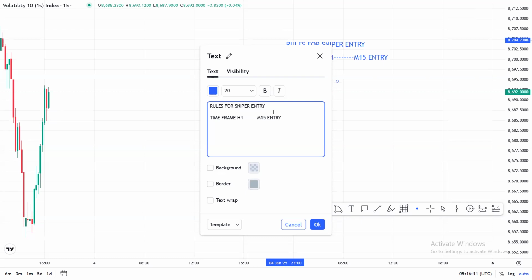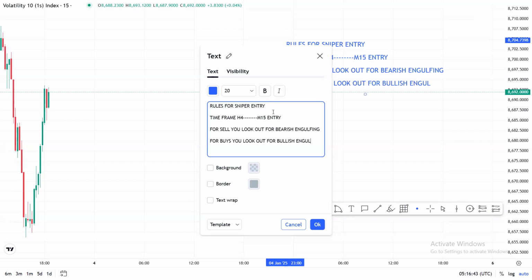I just hope I'll have enough time. There is a lot I want to teach and a lot I want to show guys, but hopefully you'll get it. Time frame H4 for our M3, M15. So for sells, you look out for bearish engulfing. Buys, you look out for bullish engulfing on H4.